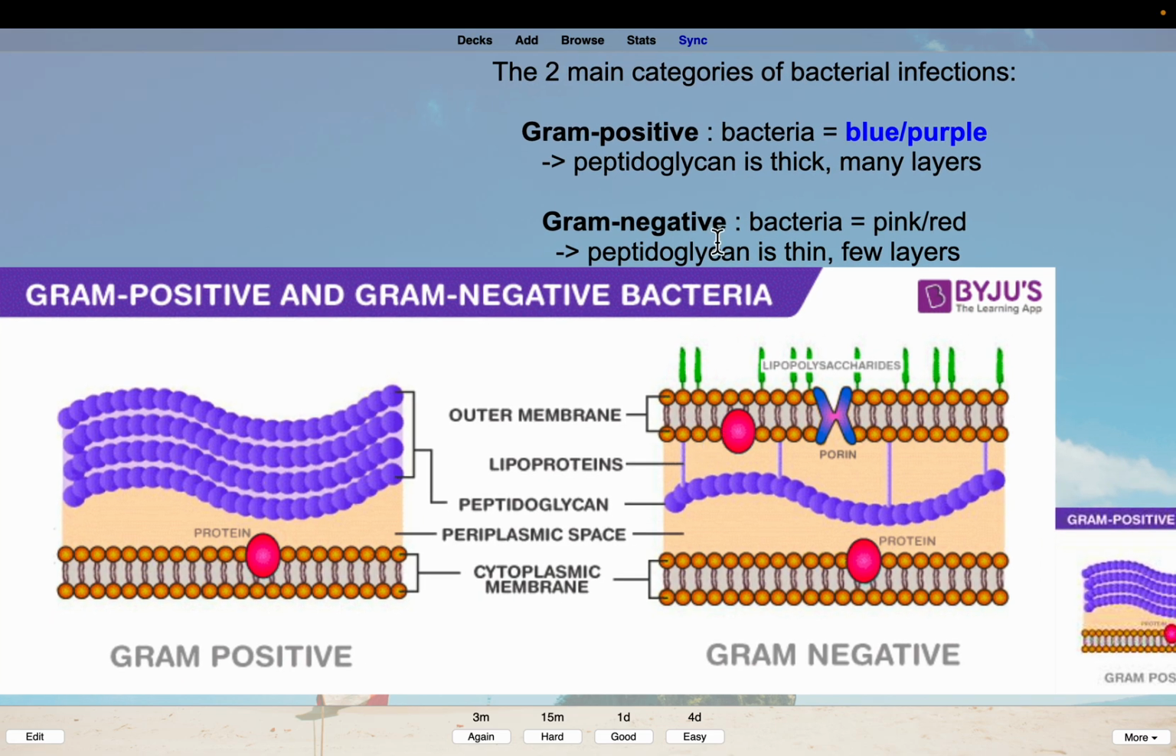On the contrary, for gram-negative, the peptidoglycan layer is thin. There are just a few layers. But what makes gram-negative bacteria more difficult to treat or more difficult to kill? I believe it has something to do with the outer membrane. So it's harder to pass through this particular layer.